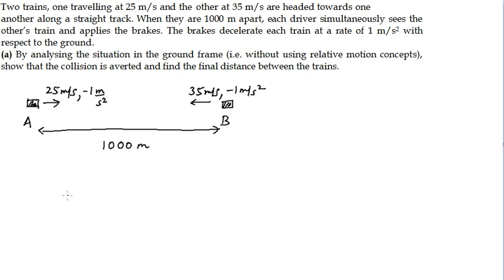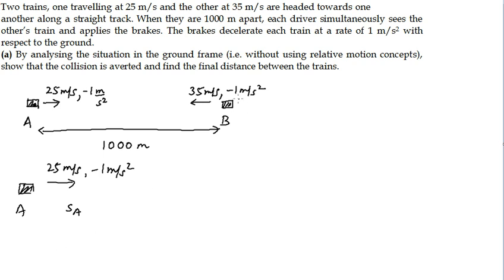Now to find out whether the collision is avoided or not in the ground frame is a very easy procedure. What we do is analyze the motion of train A assuming that train B is absent. In other words, I'll draw train A over here. It's moving towards the right at 25 meters per second and its acceleration is minus 1 meter per second square. Now I find the displacement of train A, which I call SA, in the rightward direction. I can do it by the normal formulae for UALM.